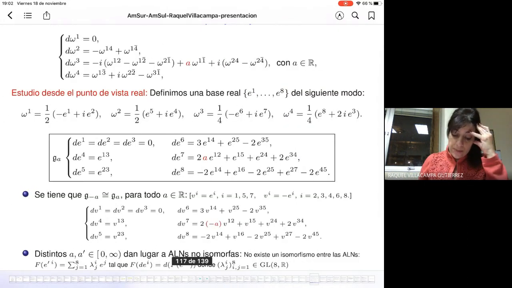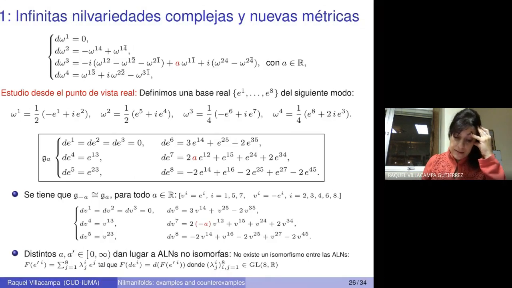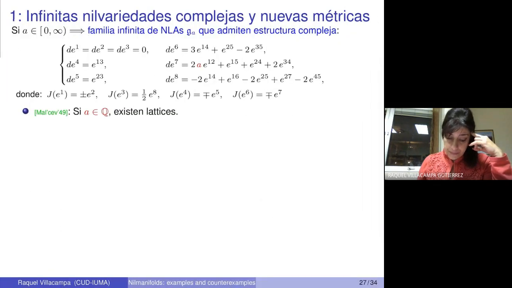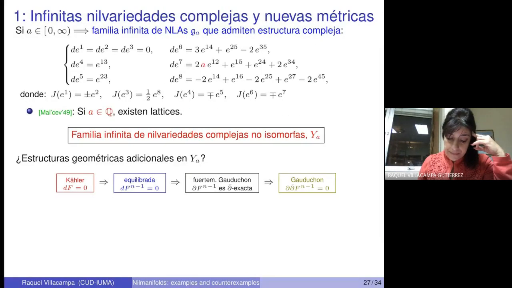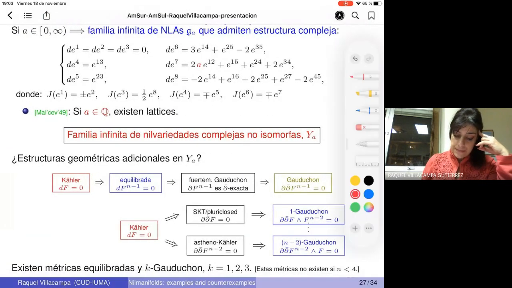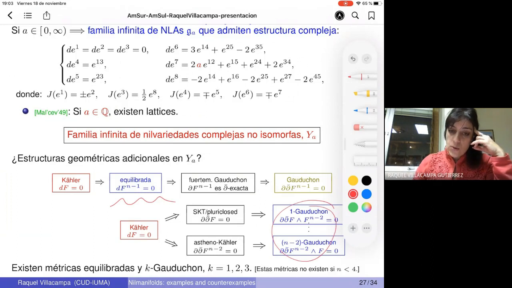Well, so in this case we obtain an infinite family of nilmanifolds, and moreover all of them admit balanced metrics, and also these Gauduchon metrics, for all 1, 2, and 3 types of Gauduchon metrics. Remember that this particular matrix does not appear in dimension 6.